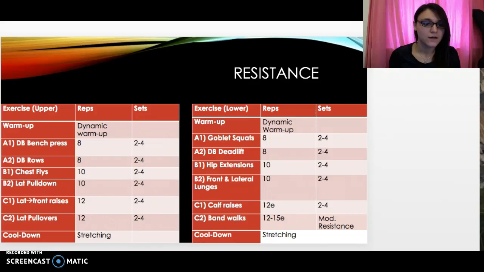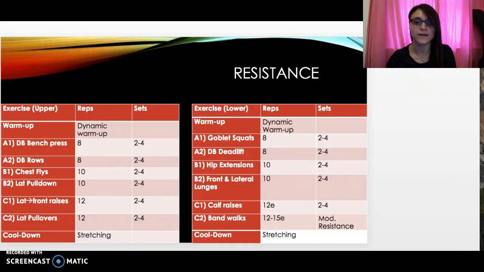For her upper body, she can start out with dumbbell bench press and dumbbell rows. I want her to alternate between these two exercises. And then next, chest flies and lat pull downs, also alternating between those. Lateral and front raises, and lateral pullovers. And then for the cool down, as I said before, I want her to focus on flexibility exercises.